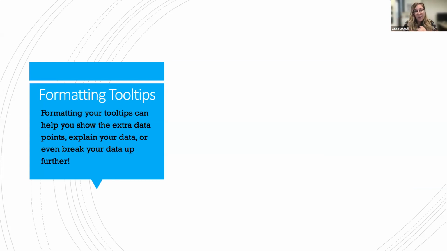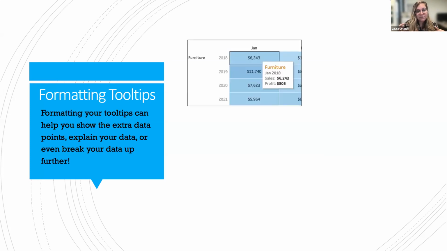But it can help you do so much more. It can help you show extra points of data that you can't show in your visualization. It can help explain your data to your users if it's something a little confusing. And it's actually a level of detail that can be used to break up your data even further. So there's a couple different fun ways I've been playing around with formatting tooltips.